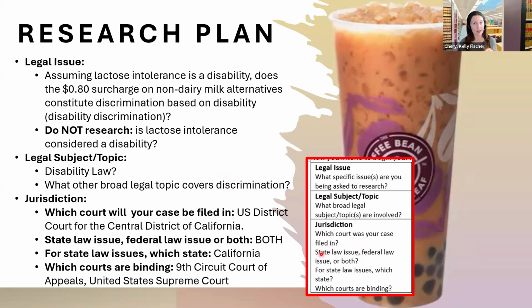Jurisdiction. So you answer each of these questions as you're filling in your research plan. First question, what court will your case be filed in? We've got that. The U.S. District Court for the Central District of California. It's a federal court. Is it a state law issue, a federal law issue, or both? We know it's both. For state law issues, which state, California, and which courts are going to be binding. So we're going to have the Ninth Circuit Court of Appeals and the United States Supreme Court are going to be binding on the federal law. And I think my slide cut out because then we've got the California Supreme Court, which is going to be binding on California law.